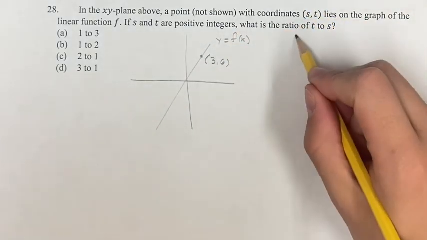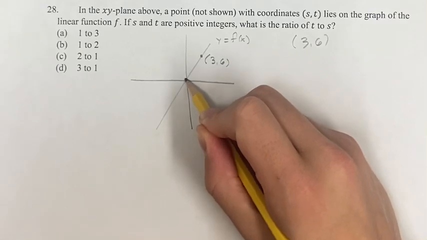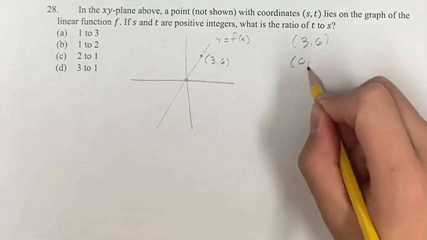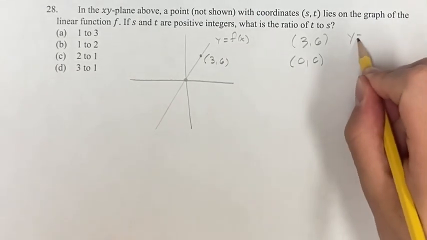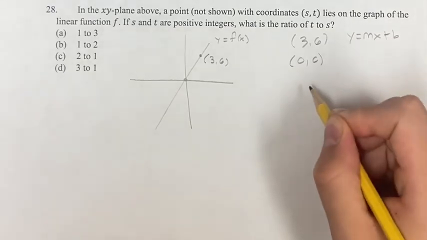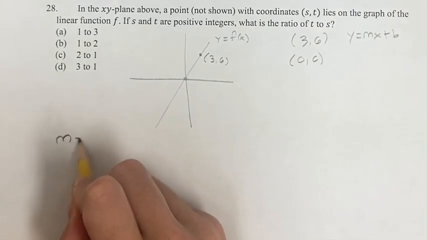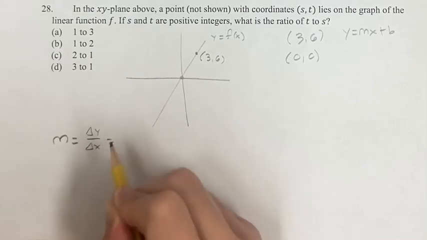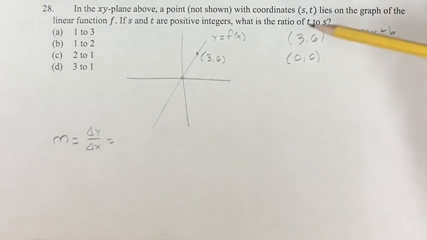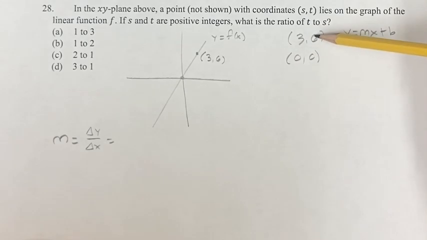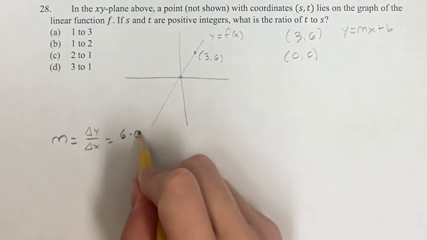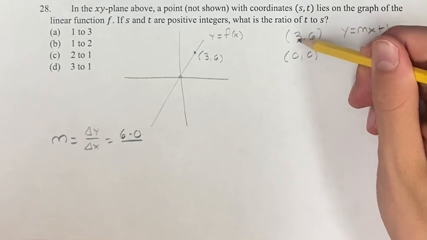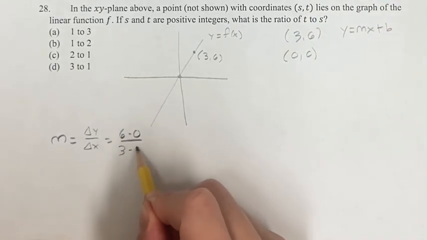So we have the point (3, 6), and we have the fact that it goes to the origin, so we have the point (0, 0). If we want to get into slope-intercept form, we have to find m, the slope, which is going to be the change in y over the change in x. The change in y from (3, 6) to (0, 0) is 6 to 0, so 6 minus 0. The change in x is 3 to 0, so 3 minus 0.